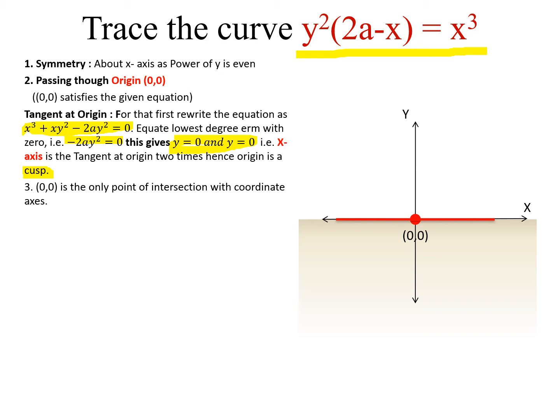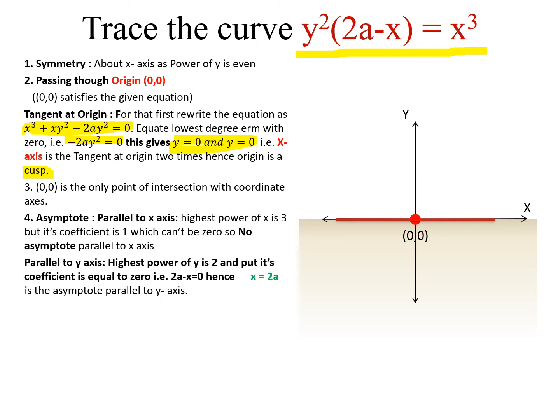Okay, now come to rule 4, that is asymptote. So asymptotes parallel to the x-axis and parallel to the y-axis. For parallel to the x-axis, we have to find the highest degree of x. Here the highest power of x is 3, that is x cube, and the coefficient is 1. We can't put 1 equal to 0, that means there is no asymptote parallel to the x-axis.